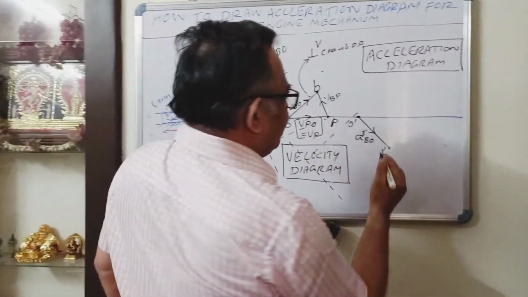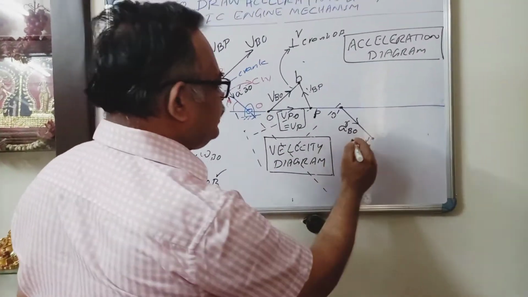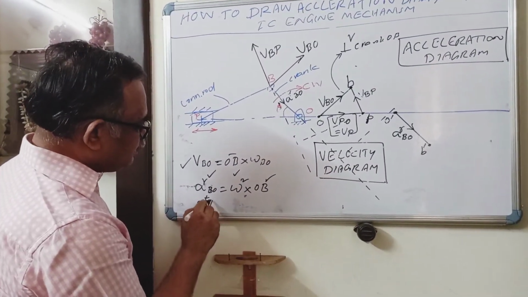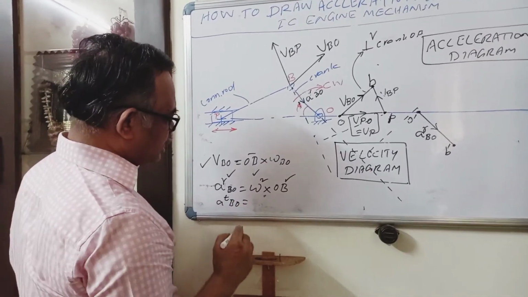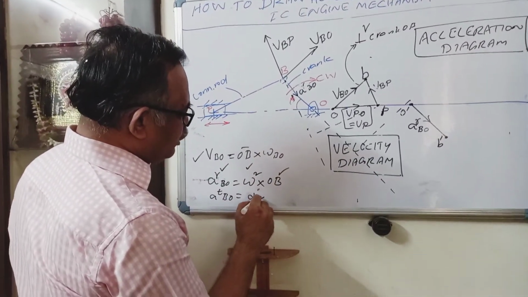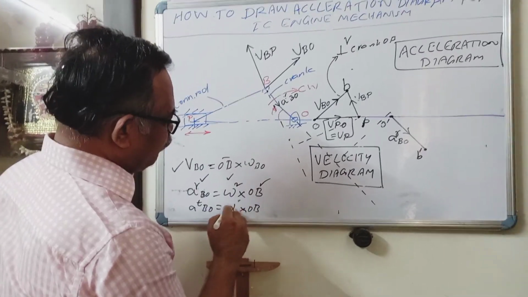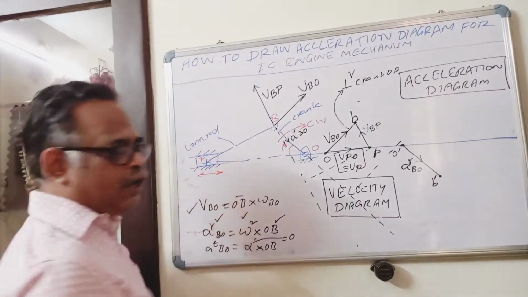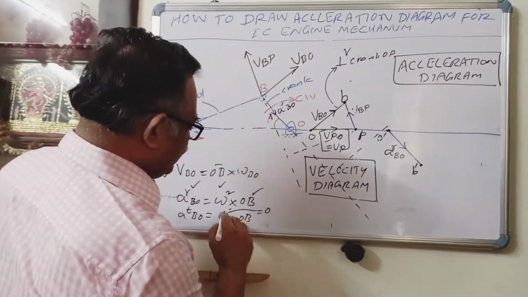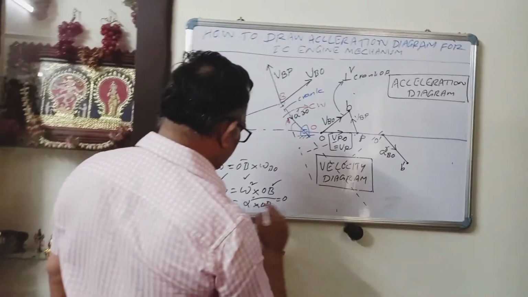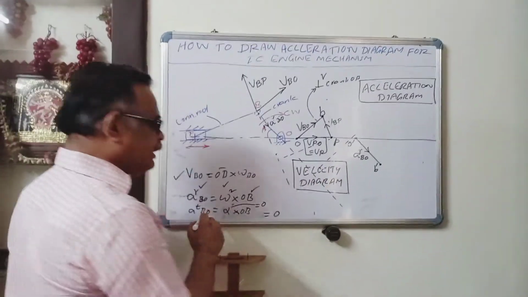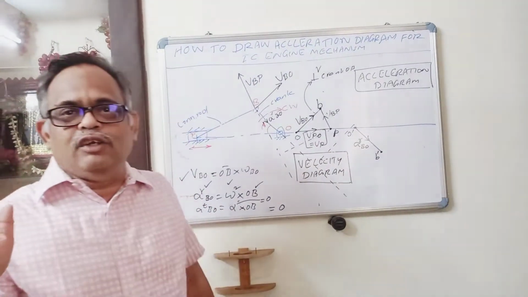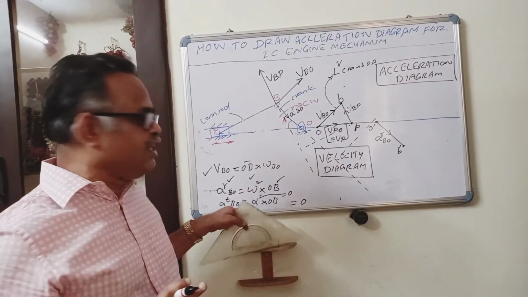And now this is A radial BO. What is A tangential BO? See, each acceleration has got two components, right? So A tangential BO is equal to alpha into OB, right? And alpha is 0 because it is rotating with uniform angular velocity, or with constant RPM. So this value is 0, and the tangential component becomes 0. This is O dash and this is B dash, right? So now only one component is there, as one is 0, right?